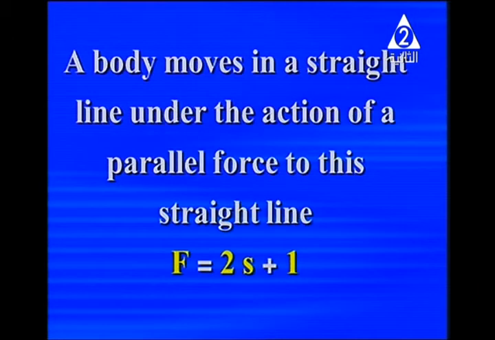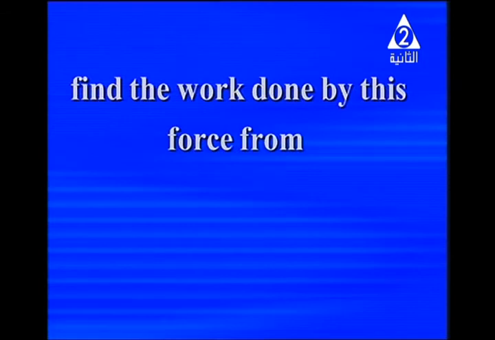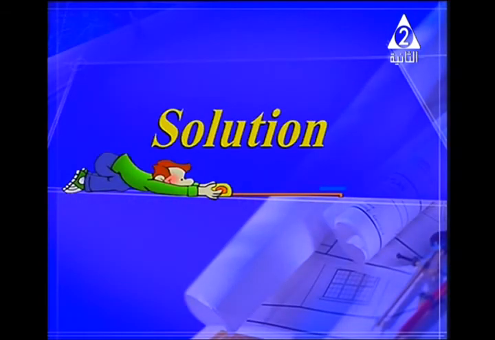Another example. A body moves in a straight line under the action of a force parallel to this straight line, F equals 2s plus 1, where S is the distance between the body and a constant point O on this straight line. Find the work done by this force from S equals 3 to S equals 5.